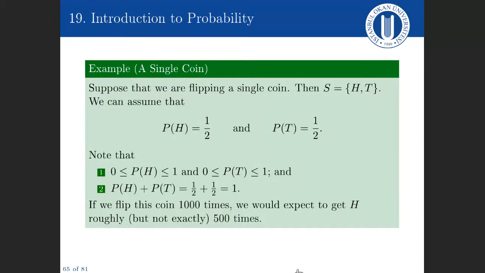For example, let's suppose that we're flipping a single coin. The sample space is heads or tails. And if we have a fair coin, we can assume that the probability of getting a head is a half. The probability of getting tails is also a half. Note that both of these probabilities are between 0 and 1, and if we add them together, a half plus a half is 1. If we flip this coin 1,000 times, we would expect to get heads roughly 500 times.